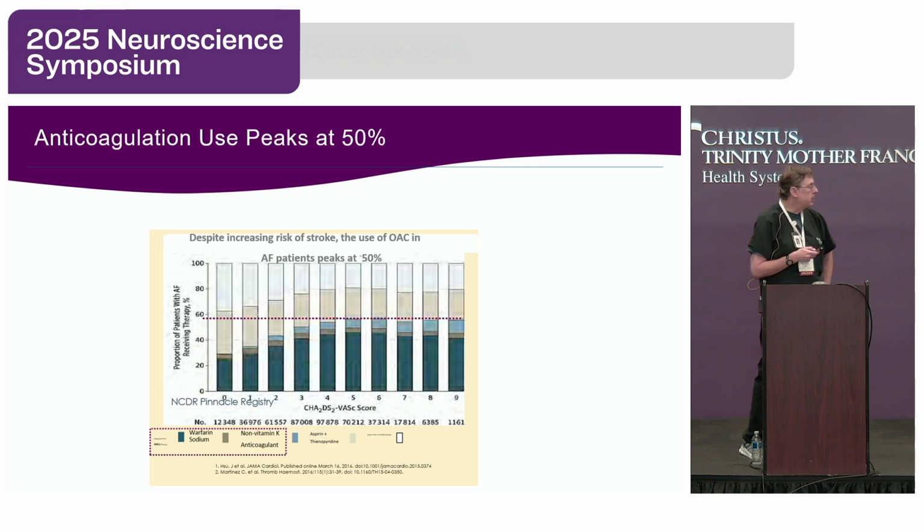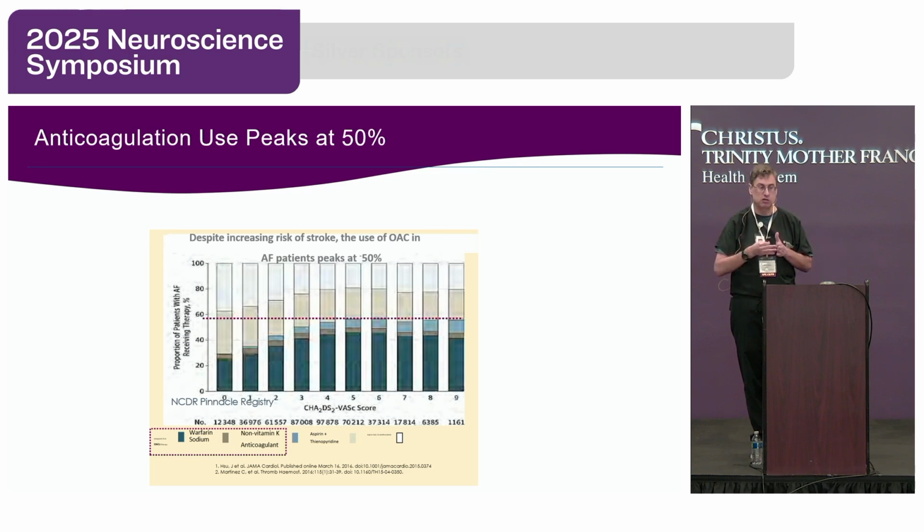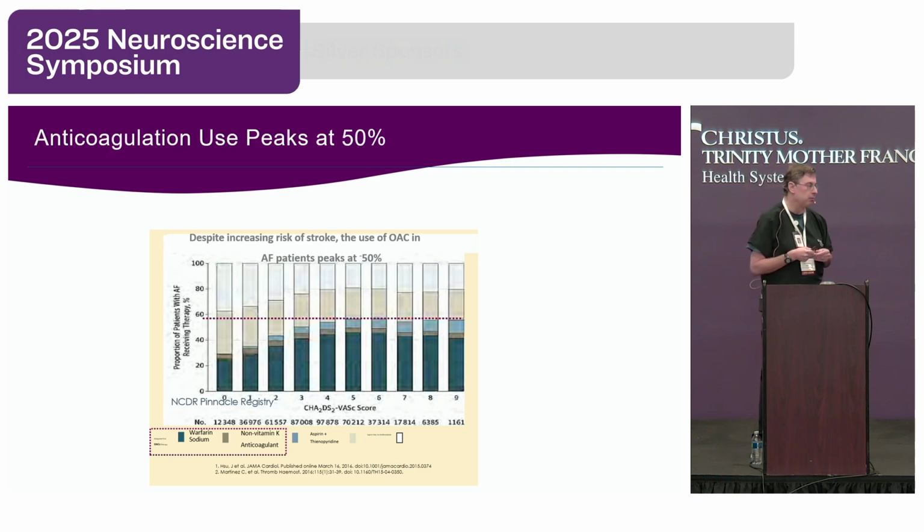So unfortunately, even though these are the guidelines and we know what we should do, there are challenges in terms of getting that message to physicians as well as patient adherence. So this is a slide demonstrating across the risk factors between 1 and 9 CHA2DS2-VASc score, the anticoagulation really peaks at about 50%. So some of that's probably physicians not necessarily thinking that their patients are having a risk for stroke, or they may think they're too frail or elderly, et cetera.